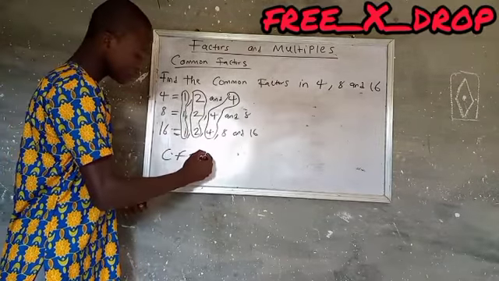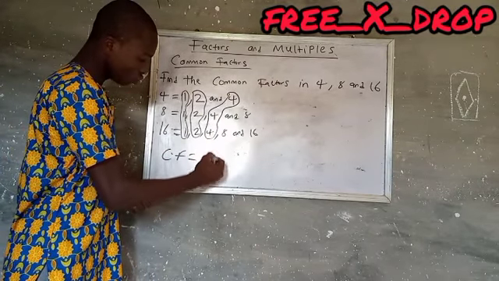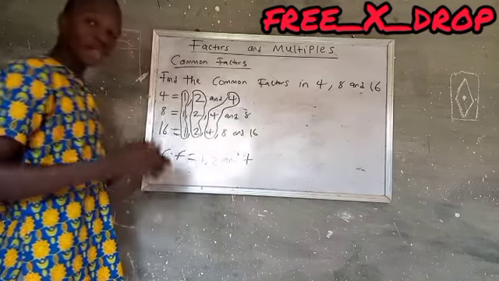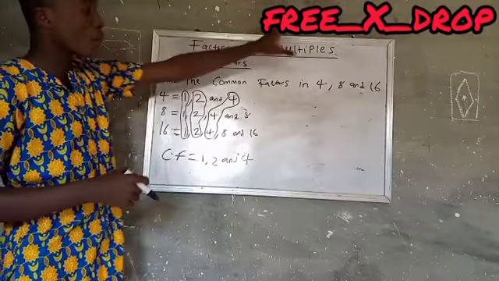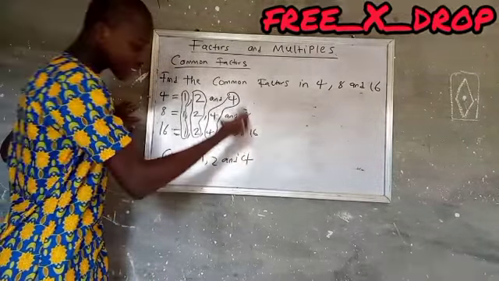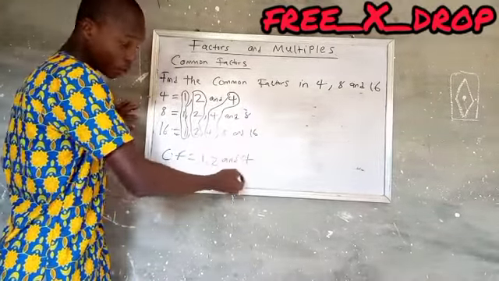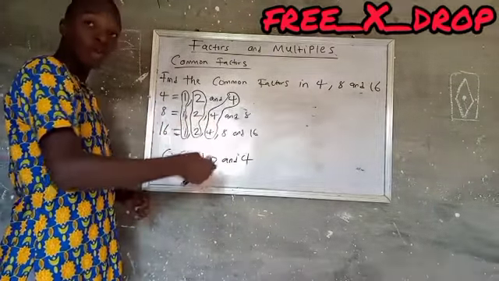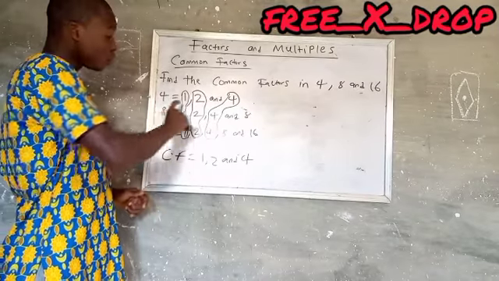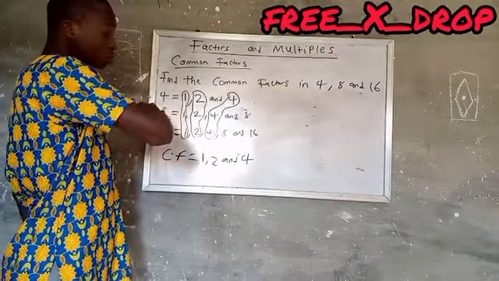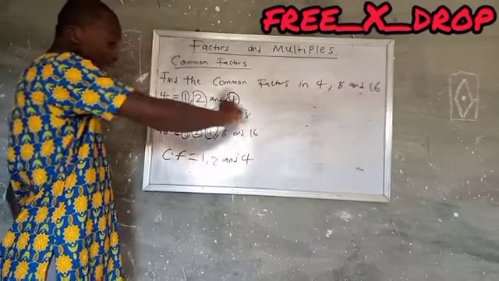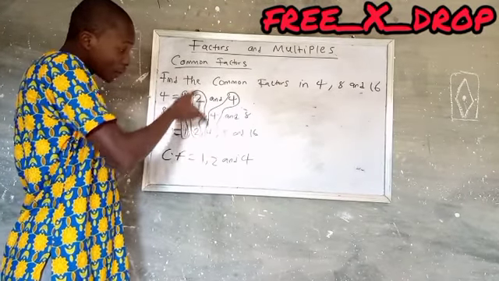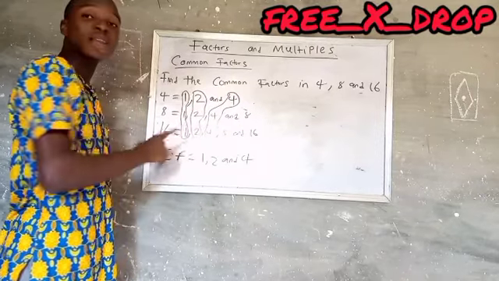You have 1, you have 2, and 4. Now these are our answers for the common factors. The factors that are common, not numbers that are common. Please, it is not numbers that are common. It is factors that are common. You don't just write out any number. You must check if it is a factor. First, you must look for the factors. Then you will check for the factors that are in all of them. Those are the factors that are common.